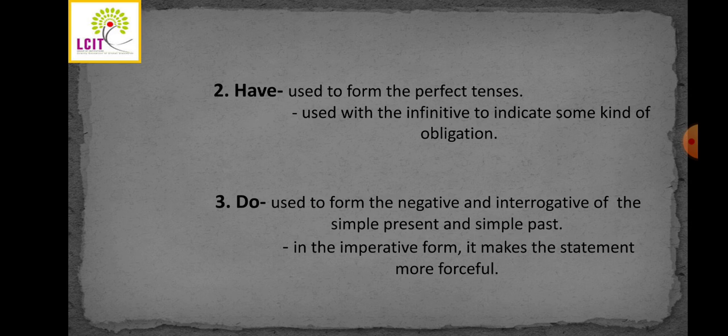Now second is have. How can you use have? It is actually used to form the perfect tense. Now what are tenses? In our next topic we are going to learn about tenses. So first of all here we'll see what is have. What is the function of have? The very first function of have is that it is used to form the perfect tense. Now how is it used to form the perfect tense? The carpenter has worked well, meaning now the work is done, so everything is perfect now, so it denotes the perfect tense. Second, it is used with the infinitive to indicate some kind of obligation.